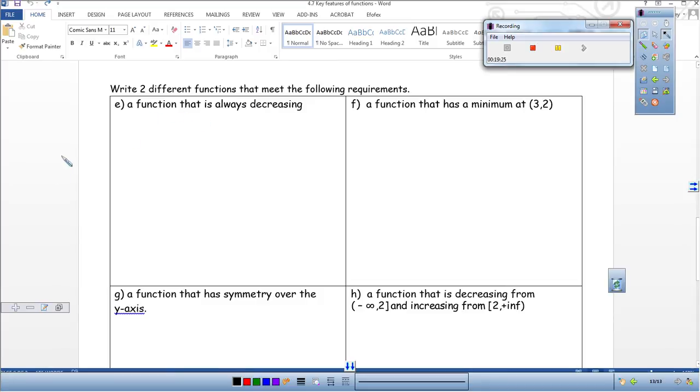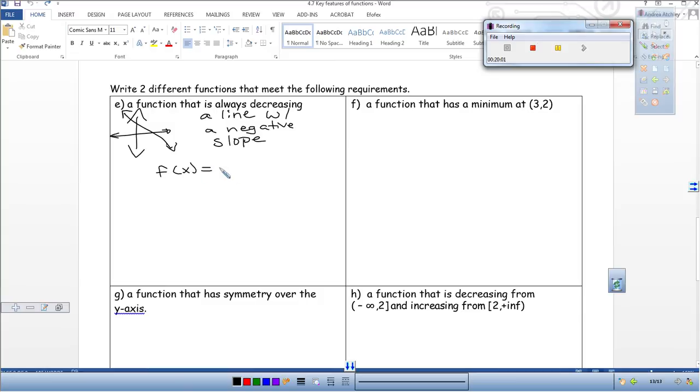A function that is always decreasing. Okay, the easiest way to do this is to quickly write another one.